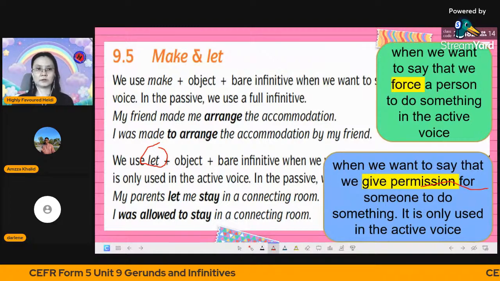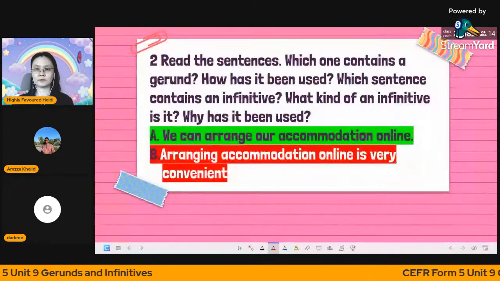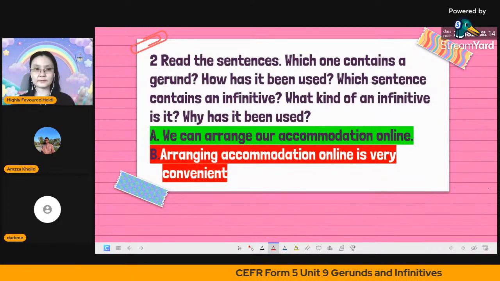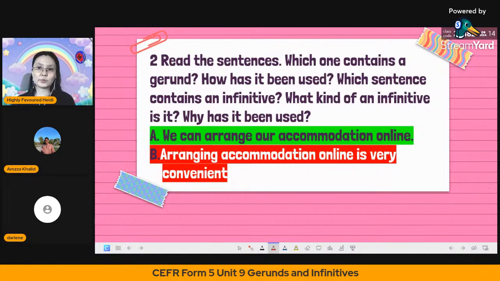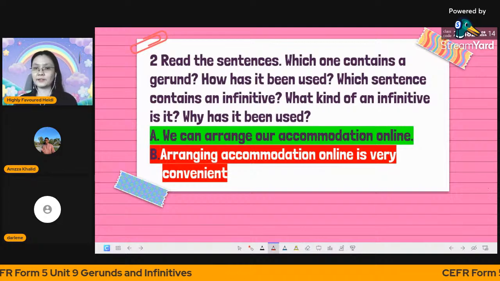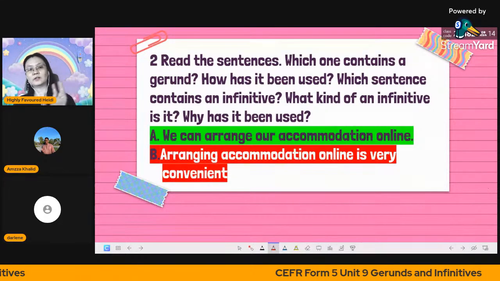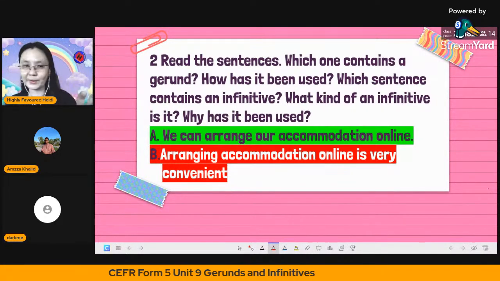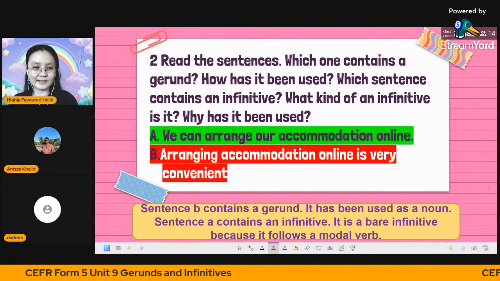Okay, now this part, we just answer this one. Okay, read the sentences. Which one contains a gerund? How has it been used? Which sentence contains an infinitive? What kind of infinitive is it? How has it been used? All right. Okay. No, I don't want to crack your head on this one. Okay. All right.